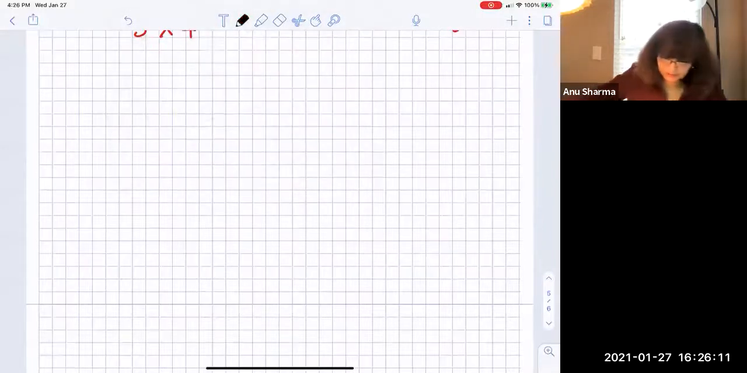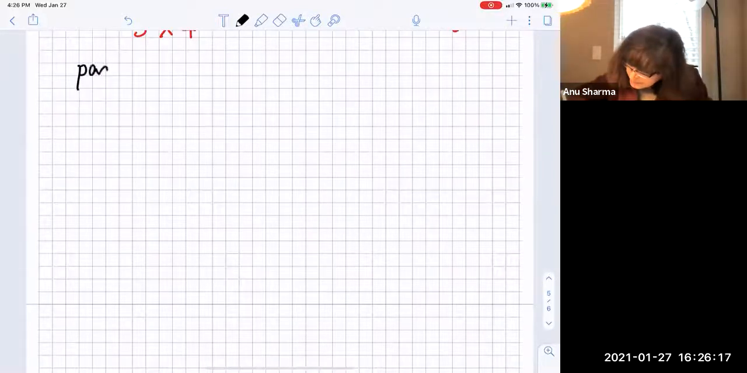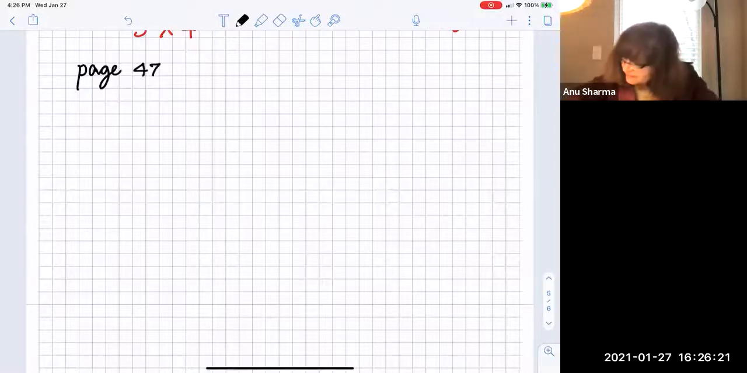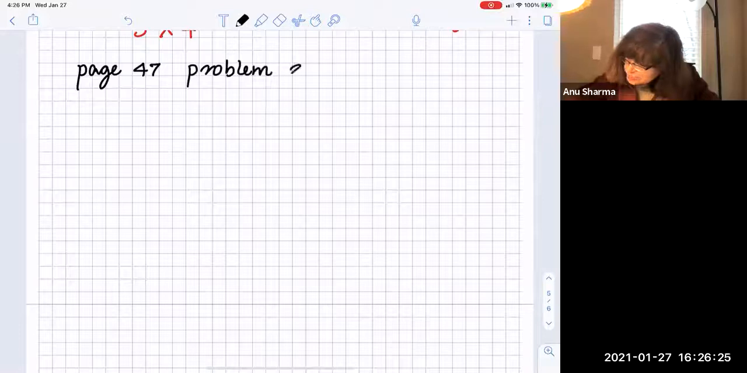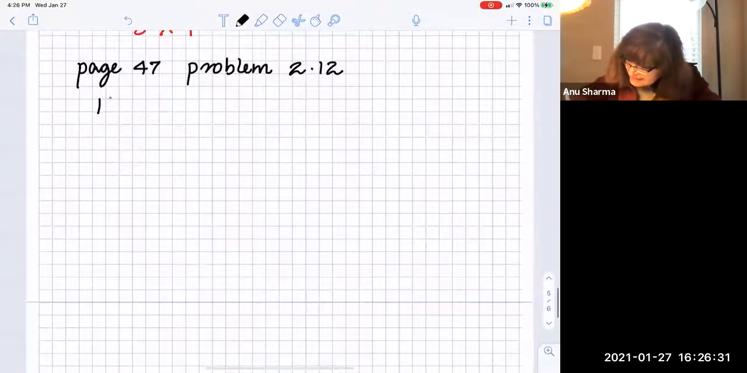Okay, let's look at one more example here, and after that, this is the last one. The last one is page 47, problem 2.12. Here a person who exercises regularly has 16% body fat by mass.